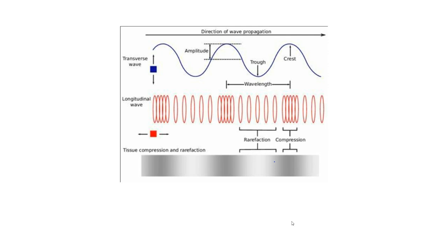A longitudinal wave, the oscillations are parallel to the direction of the wave. So, for example, sound is an example of a longitudinal wave. The particles of air are going to vibrate from left to right, right to left, and the wave is going to travel from left to right. So parallel to the movement. So the two types are longitudinal and transverse.